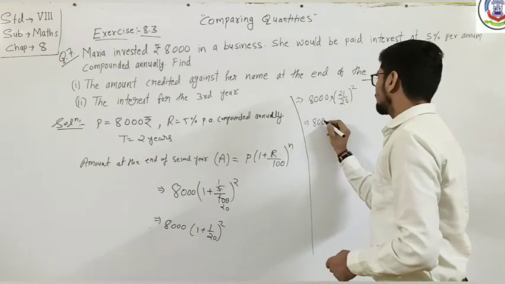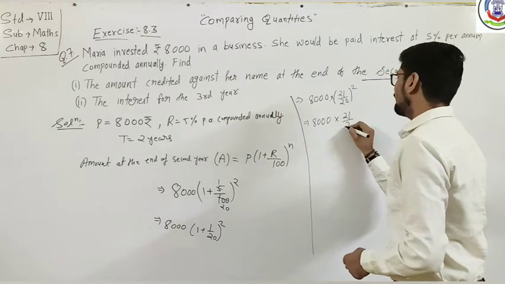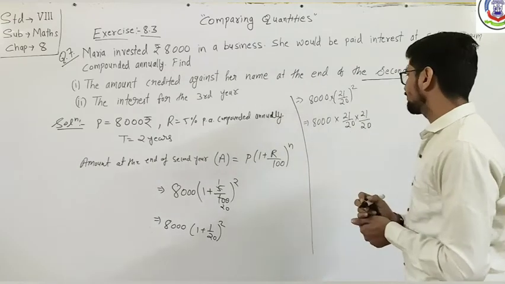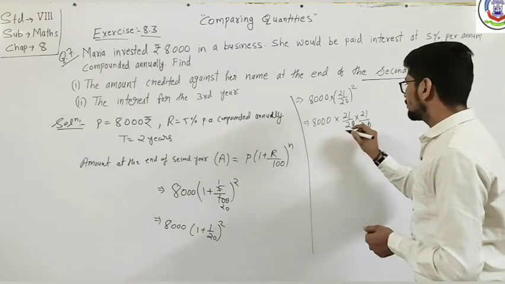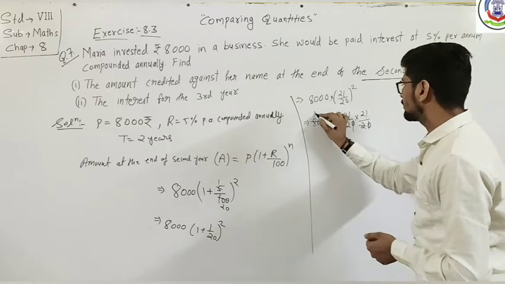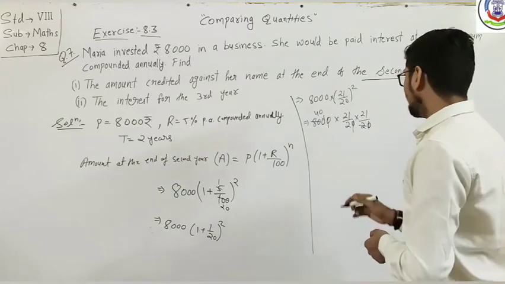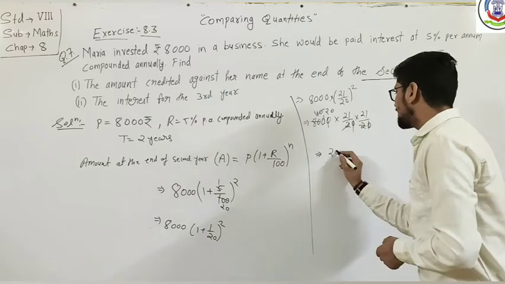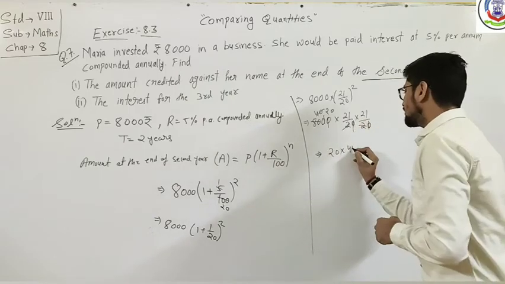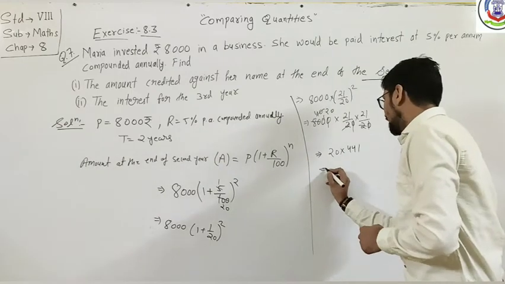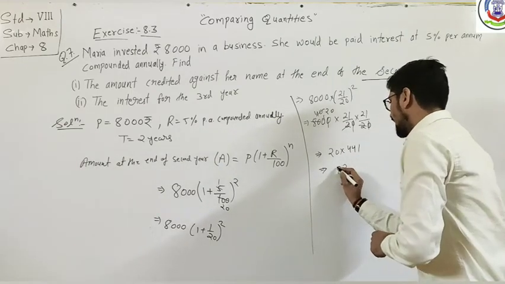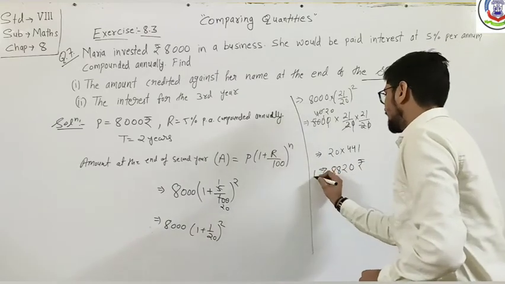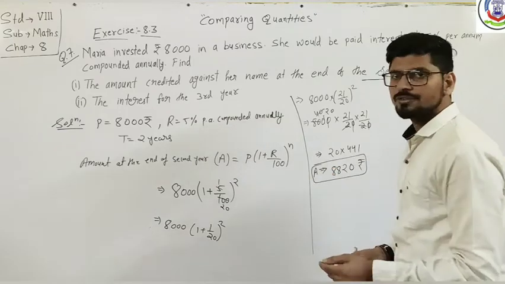So 8,000 multiplied by 21/20 multiplied by 21/20. Clear? 20 and 20 cancel. 2 fours are 8, means 40 and 2 twenties. Clear? And 20 multiplied by 21 multiplied by 21 is 441. So 2 ones are 2, 2 fours are 8, 2 fours are 8 and 0, which is 8,820. That is your amount at the end of second year.